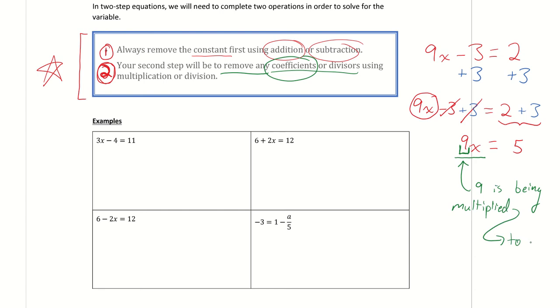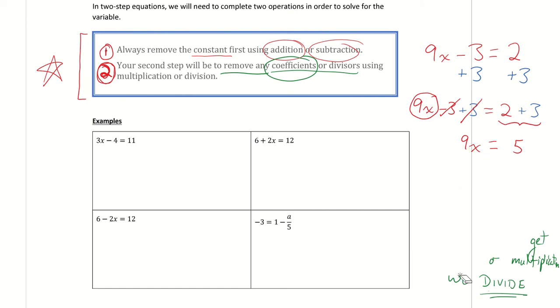To get rid of this, to get rid of multiplication, we do the opposite. To get rid of multiplication, we divide. I'm writing all this down simply to erase it because I'm going to need to show you my work here. So this 9 we're going to get rid of. This 9 is being multiplied against the x, so we are going to divide it out. And whatever we do to one side, again, we do to the whole other side.